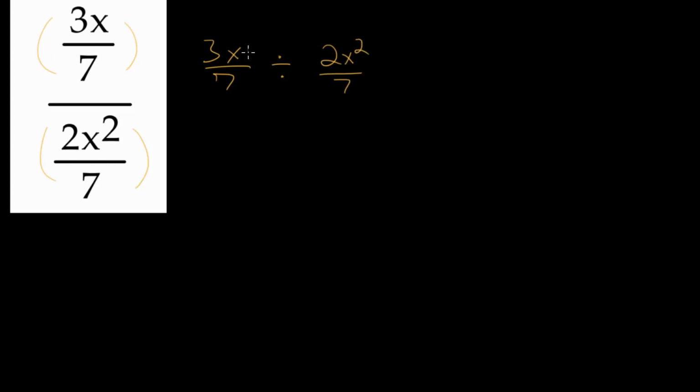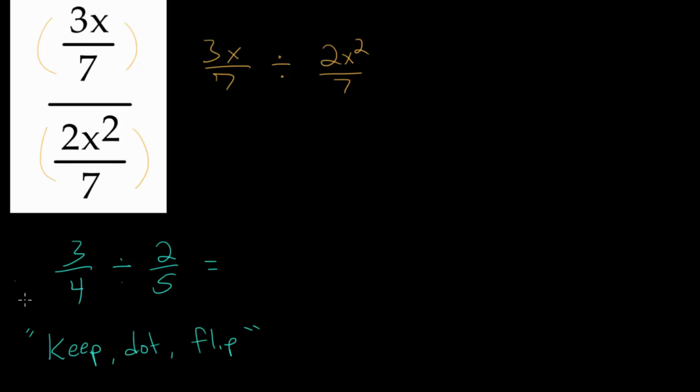It might be a little bit complicated because of the variables, but we just need to remember how to divide fractions. Let's say we have the fraction 3/4 divided by the fraction 2/5. When we're dividing fractions, you can remember the saying, keep dot flip. The general idea is that dividing by a fraction is the same as multiplying by that fraction flipped over, or by that fraction's reciprocal.